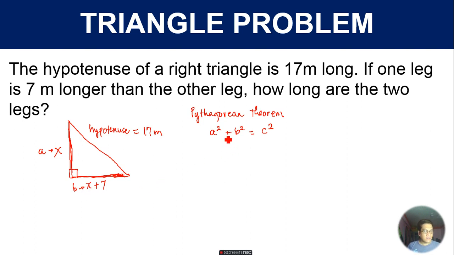Now, what we're going to do is substitute. For A, it is x, so you get the square, that will be x squared. Your B will be, so plus, x plus 7 squared. And then we have the value for the hypotenuse, which is 17 meters, so 17 squared. Now, all we need to do is to simplify this.